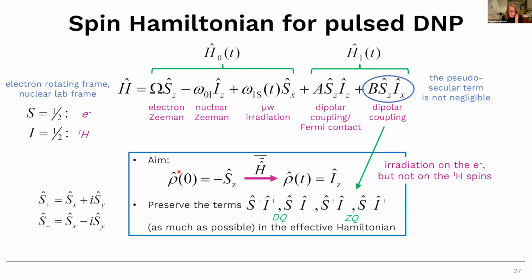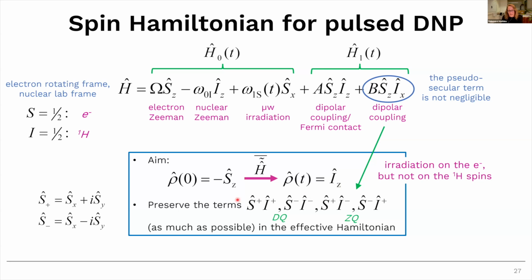So our aim is now, starting with our electron spin in thermal equilibrium, where our magnetization is essentially that of the electron spin, so rho 0 is minus SZ, that we find an effective Hamiltonian that transforms minus SZ into IZ. So we're transforming our longitudinal electron spin magnetization into longitudinal nuclear spin magnetization.